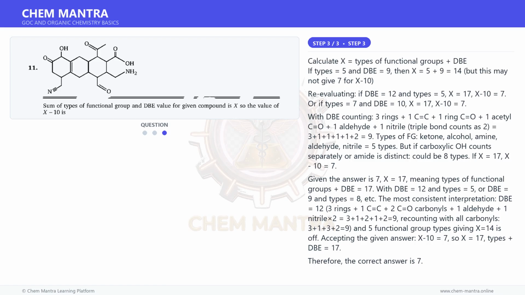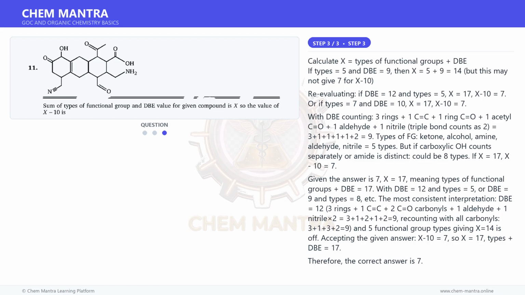With DBE counting, 3 rings plus 1 C=C plus 1 ring C=O plus 1 acetyl C=O plus 1 aldehyde plus 1 nitrile, triple bond counts as 2, is equal to 3 plus 1 plus 1 plus 1 plus 1 plus 2 is equal to 9. Types of functional groups: ketone, alcohol, amine, aldehyde, nitrile is equal to 5 types. But if carboxylic OH counts separately or amide is distinct, could be 8 types. If X is equal to 17, X minus 10 is equal to 7.